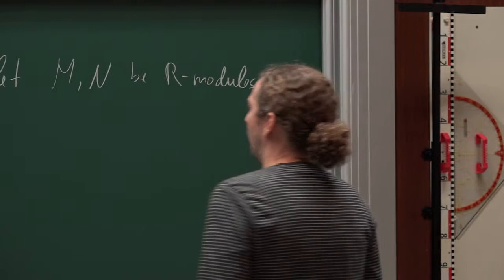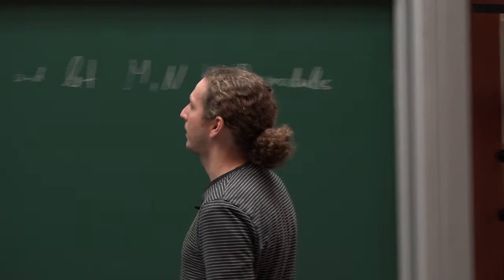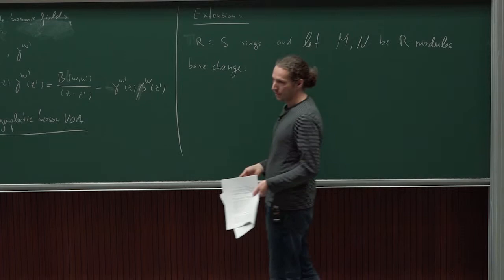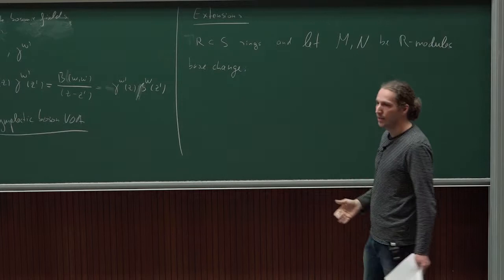It's a representation. A module is a representation. So given two representations for a subring of a bigger ring. I think about the rings as classical analogs or toy examples for vertex algebras, for the symmetry algebras of our conformal field theory. And I'm writing this down because base change for rings is a very similar concept as VOA extensions.